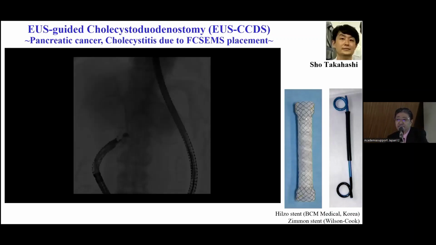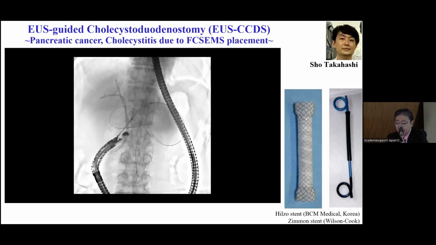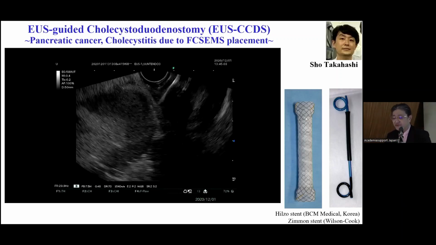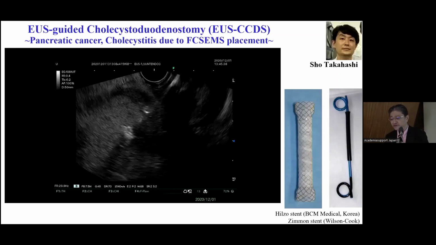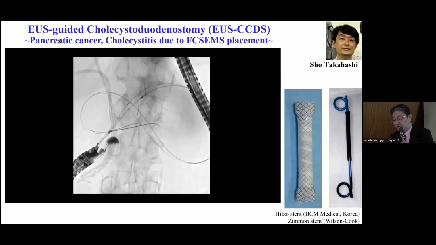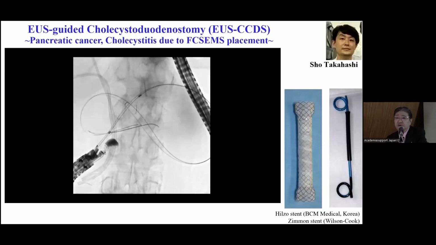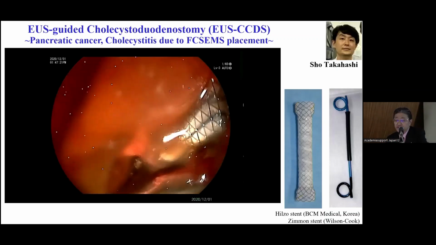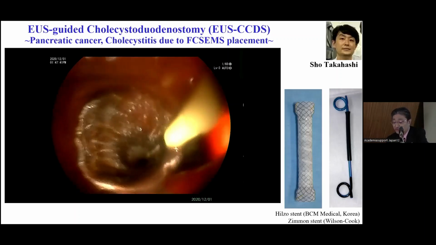In this case, cholecystitis occurred after the placement of a biliary stent. We puncture the gallbladder from the duodenum with a 19-gauge needle, insert a 0.025 guide wire, dilate the puncture tract, and finally place a fully covered metal stent. And recently, we can perform subsequent procedures. Through the metallic stent, we can remove the stones.